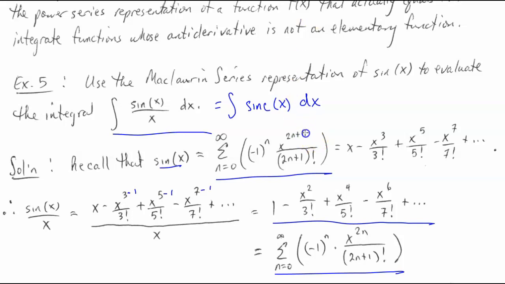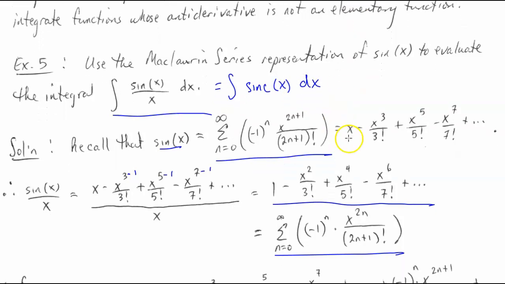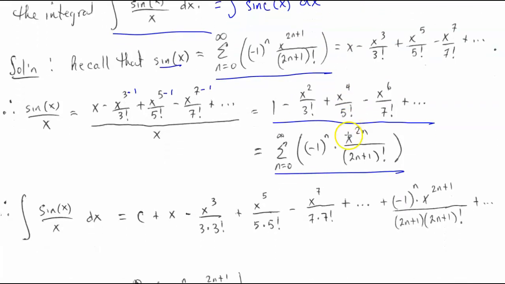So now that we have sine of x divided by x in essentially a form of a polynomial with an infinite number of terms, we can now just take the antiderivative of that polynomial, and then we will have what our most general antiderivative is in Maclaurin series form. Okay, so we look here.